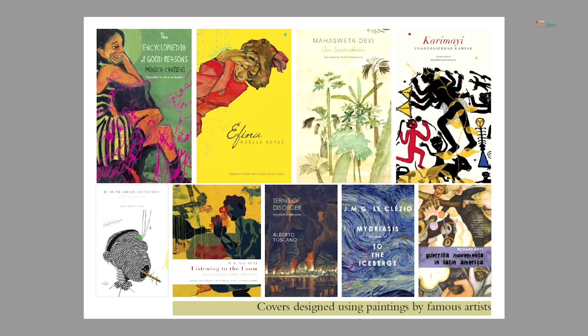Here I have found copyright-free public domain images by famous artists. So the yellow one is by a very well-known German artist called Egon Schiele. The third one, the Mahashweta Devi book, has a painting by our artist K.G. Subramanian. The one next to it, the one called Karimai, has a painting by the painter Madhavi Parekh, and so on and so forth. There is a detail of Van Gogh's Starry Night. If you look below on the second row, the other yellow book at the bottom, which is called Listening to the Loom, that features the work of an artist called Mahmood Hussain.